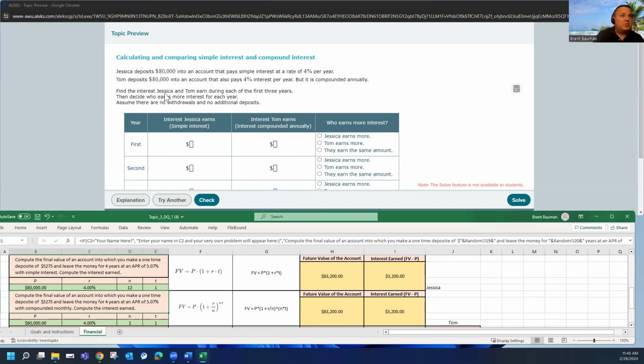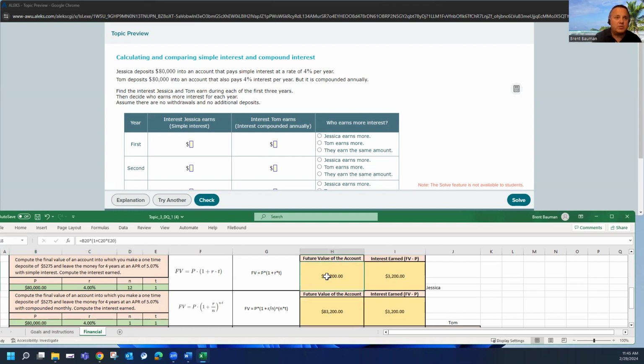It says, find the interest Jessica and Tom earned during each of the first 3 years. Then decide who earns more interest for each year. So we have our values plugged in. Let's see what we're given based on what we've already calculated with this document. We're given the end value, the future value. We don't need that. We need the interest right now, not the total future value. Interest earned, here we go. We have interest earned for our two calculations, set at 1 year. This is what we're looking for right here.